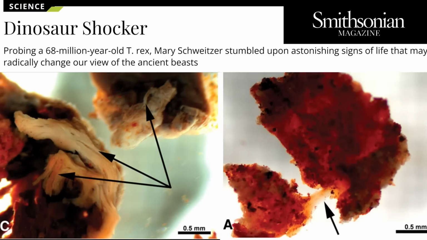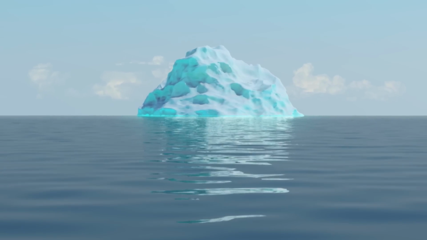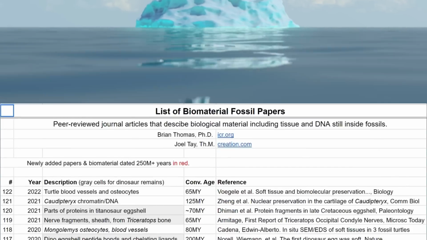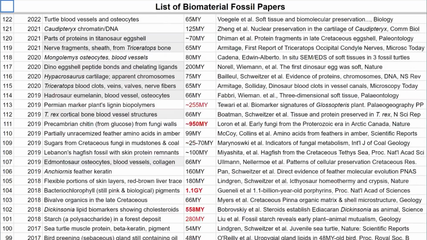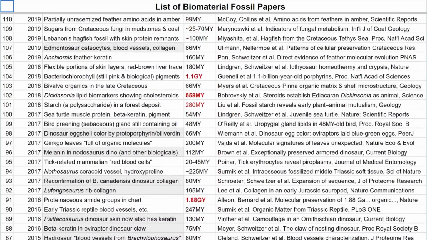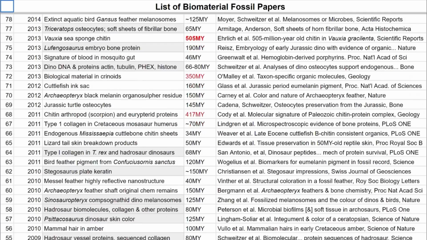Did you know that Dr. Schweitzer's mainstream discovery that hit the news in 2005 is just the tip of the iceberg? Hundreds of secular scientists from around the world have published over 120 science articles describing original biomaterials from dinosaurs and other ancient creatures throughout the geologic column since 1954.